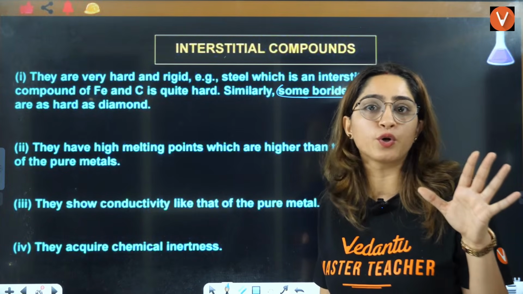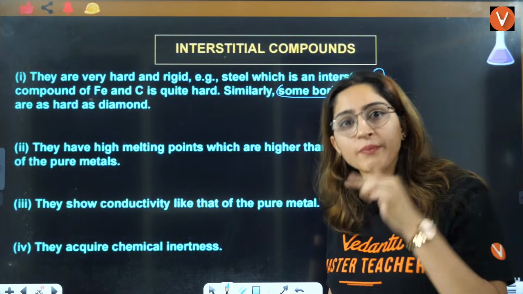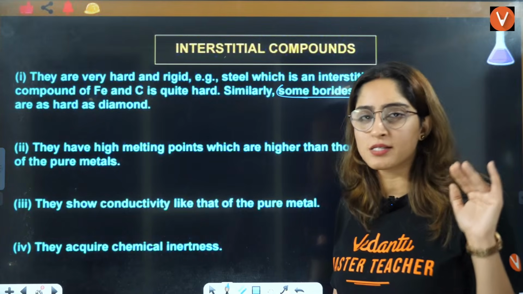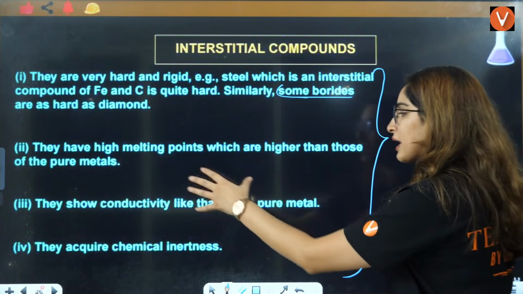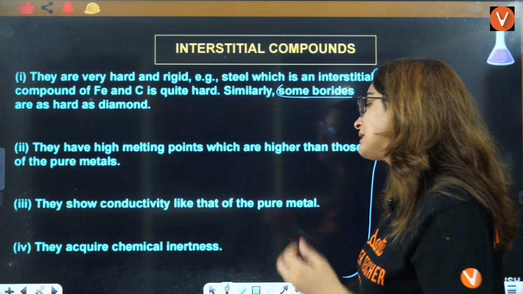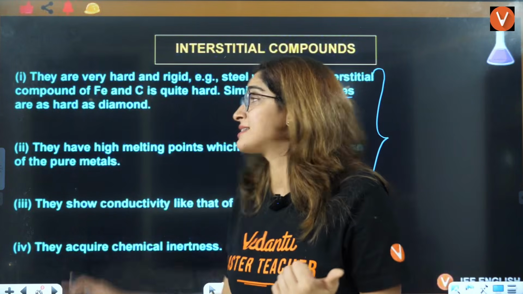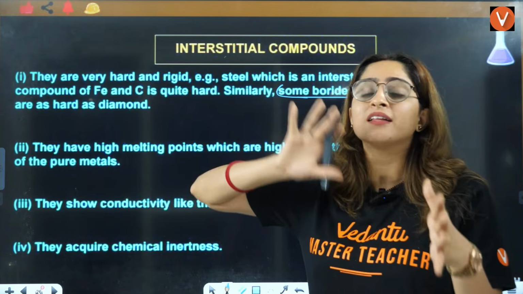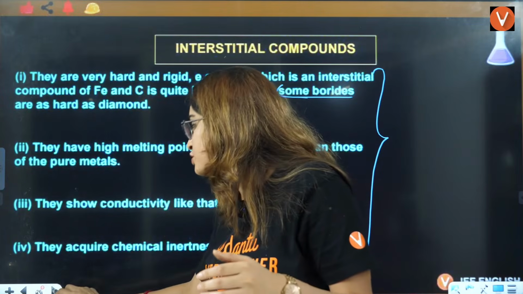This way they can ask you the question, okay? For that, a statement based question can be asked to you maximum, right? So they show conductivity like that of pure metal. They acquire chemical inertness. These are the reasons that we make interstitial compounds, right?